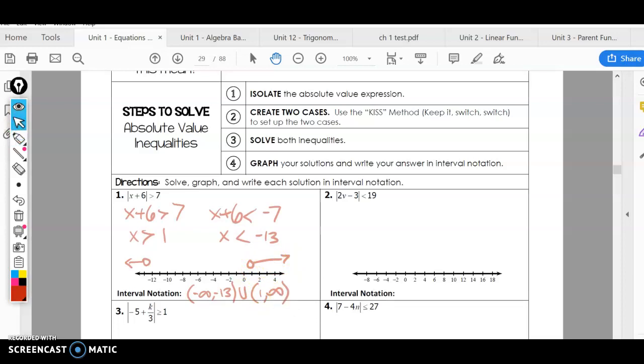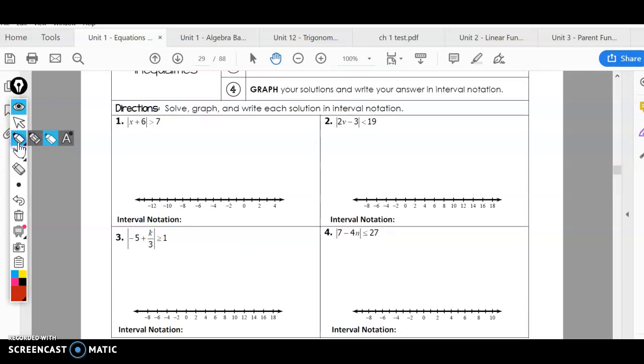Moving on to another example. Number 4 has a less than symbol. I'm going to make my two inequalities since the absolute value symbol is already isolated. What I need to do now is flip the less than sign, and then I also need to negate, take the opposite of that other number on this side.